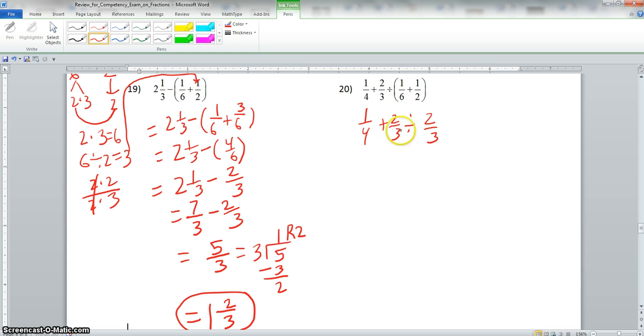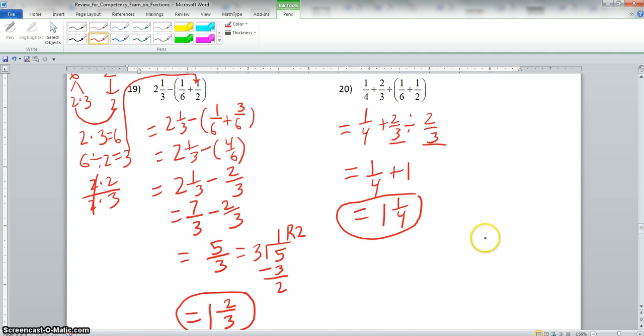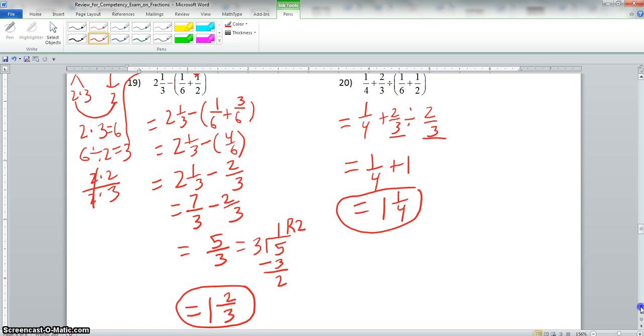Now look here, we have addition and division. We know we would do the division first. Now when we have any number divided by itself, except 0, we know that equals 1. So that'll be 1/4 plus 1. Now a fraction plus an integer or a whole number would just give you that whole number and the fraction together. So your final answer would be 1 1/4.